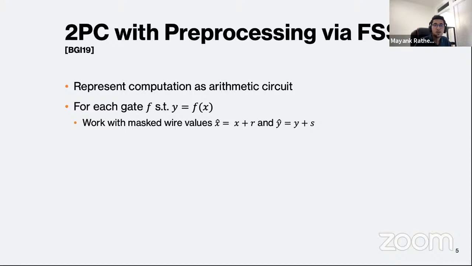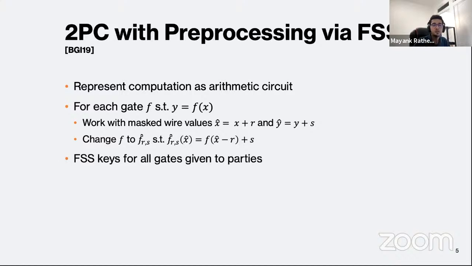So X becomes X plus R and Y becomes Y plus S, where R and S are these secret masks that need to be hidden. And to ensure correctness, we also need to change the gate's original functionality from F to F hat RS, which now takes as input X plus R and outputs Y plus S. And the dealer, in the preprocessing phase, is now going to give out FSS keys for all of these hat gates to both the parties. And the key idea here is that since R and S need to be hidden from the two parties because they are the secret masks, FSS's security property already provides you that.